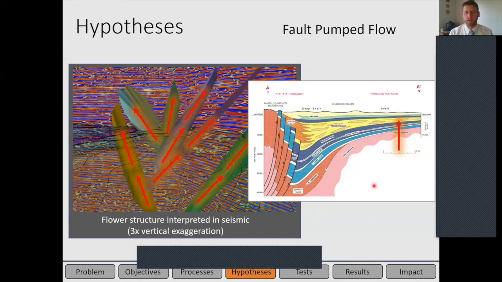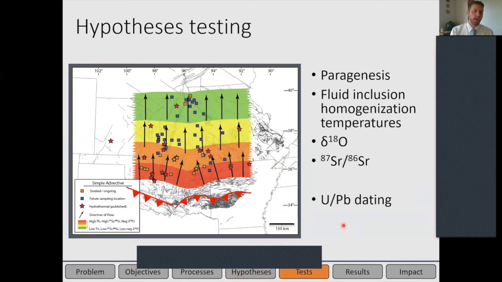So if I was to show that in cross section, we're kind of up towards the craton, the shelf, and the fluids are going to be coming directly up, triggered then by any reactivation of the faults. So how do I test this hypothesis, and how is this working?